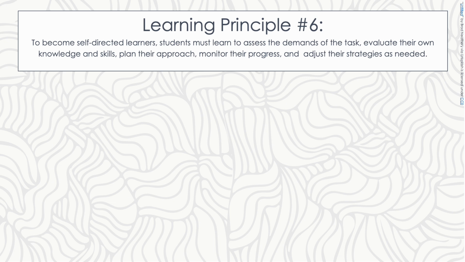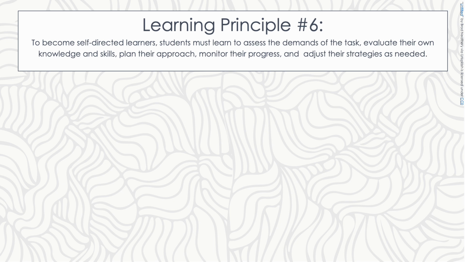Learning principle number 6. To become self-directed learners, students must learn to assess the demands of the task, evaluate their own knowledge and skills, plan their approach, monitor their progress, and adjust their strategies as needed.